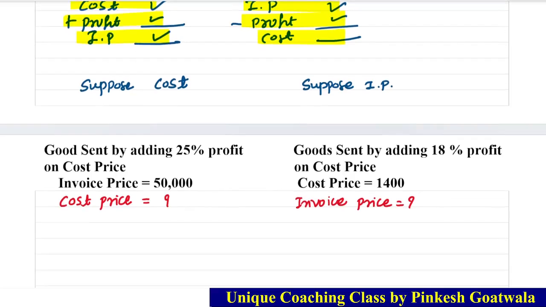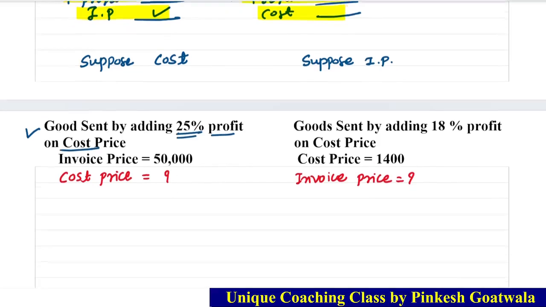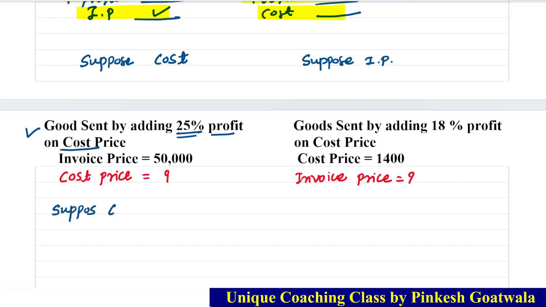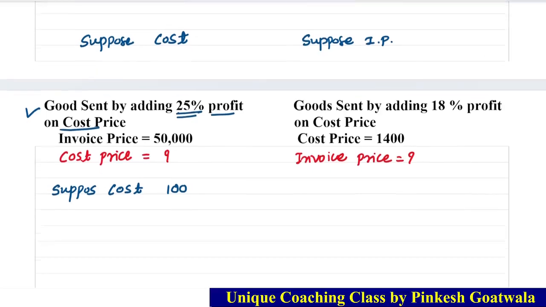Very simple, just focus on profit. If profit is calculated on cost, then suppose cost. If profit is calculated on invoice, then suppose invoice. Come to this point: goods sent by adding 25% profit on cost. On which is the profit? On cost. It means we should suppose cost. We suppose the one on which profit is calculated. So here we should suppose cost.